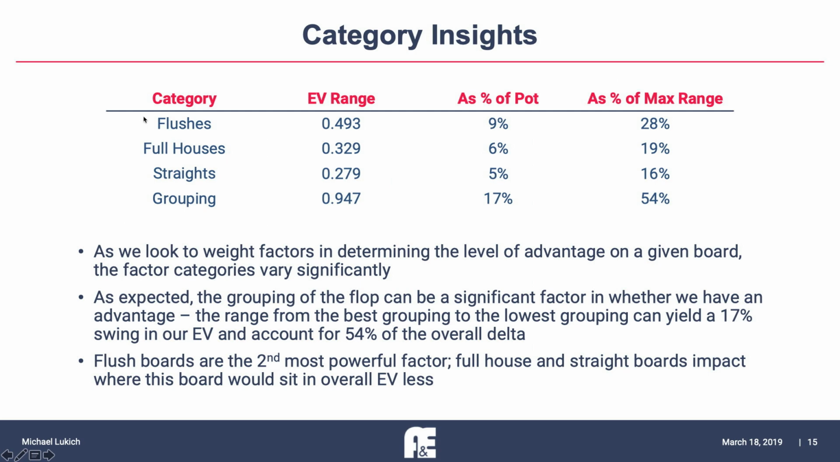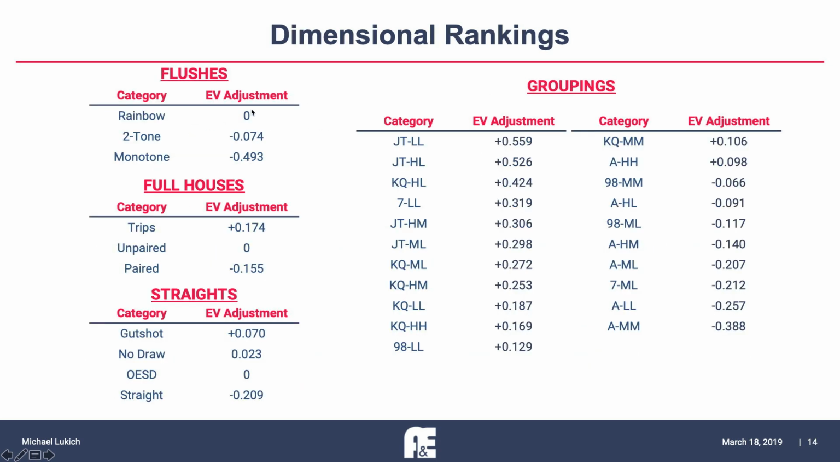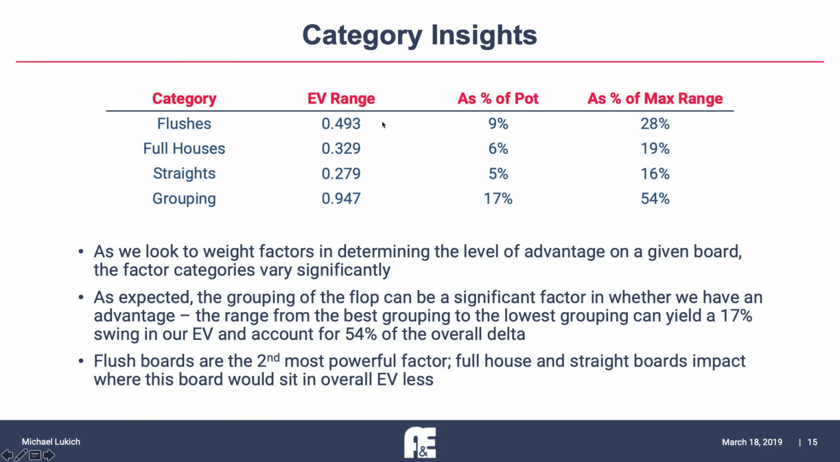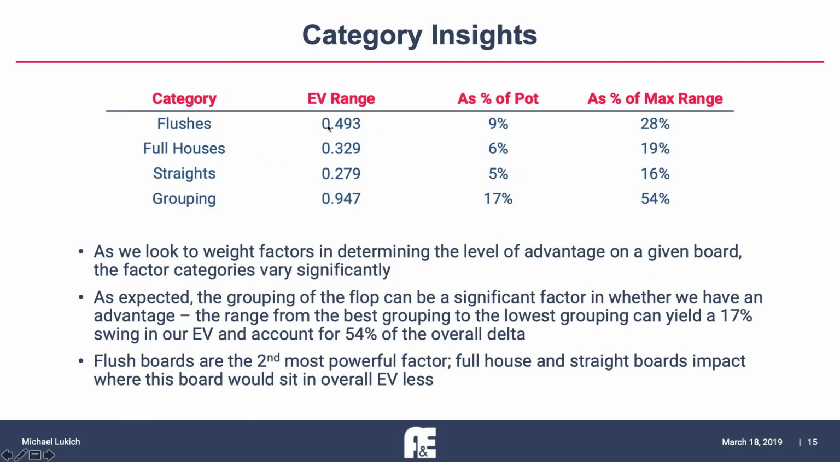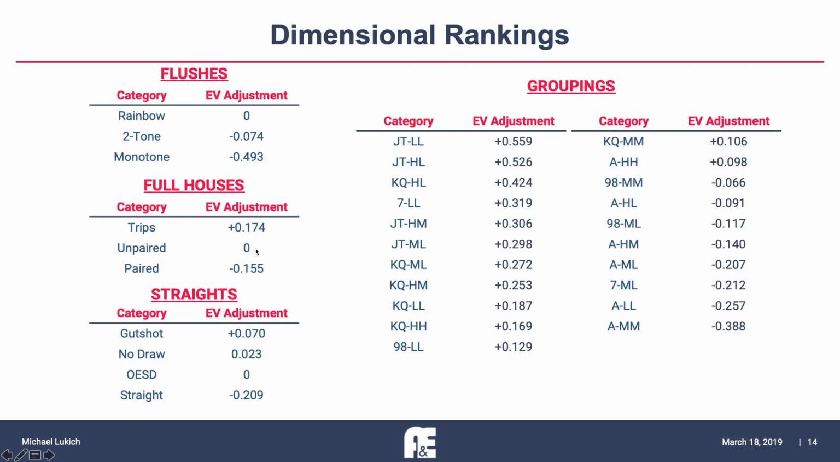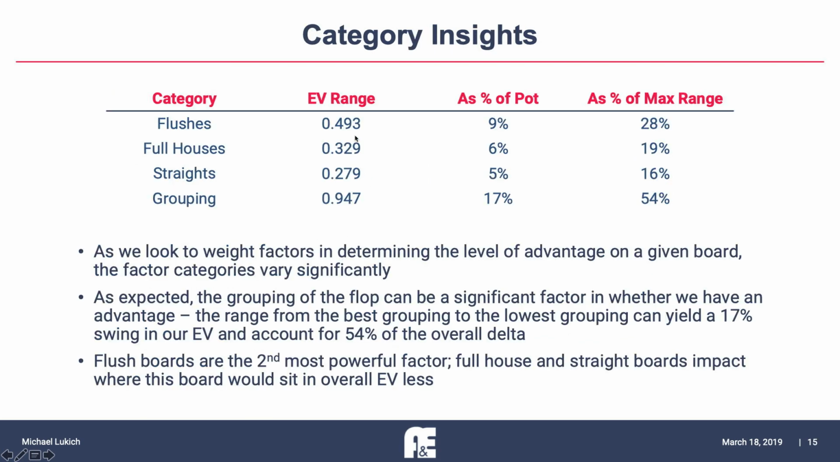The second thing I wanted to do was look at category insights here. For each board I took the max value and the min value, and I subtracted to see what's the overall range that we have from the best possible scenario to the worst possible scenario. So flushes: on the rainbow boards it's 0, on the monotone boards it's 0.493, so that's a range of 0.493. For full houses, the best is 0.174 positive, the worst is minus 0.155, so when you subtract that out, there's a difference of 0.329 big blinds. So I did that for all of these boards.